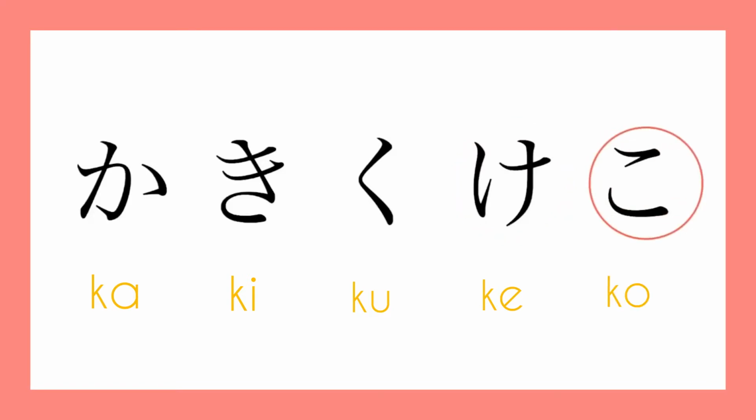So I'm going to read each character first, and I want you to repeat after me in a loud voice so you will get used to the sound of each character. Okay? Ka, ki, ku, ke, ko. Ka, ki, ku, ke, ko.